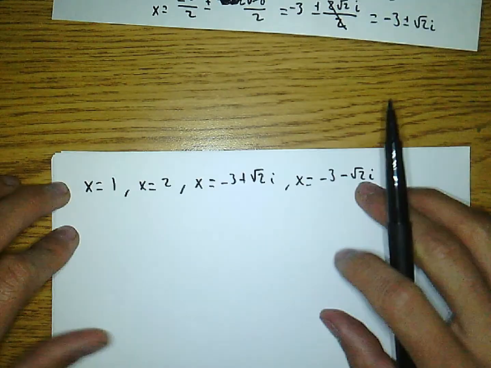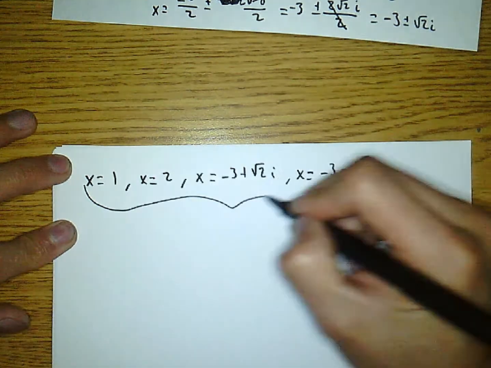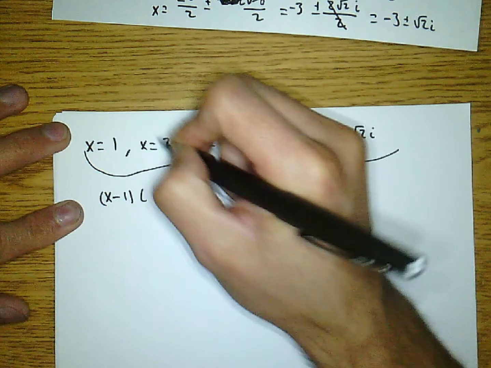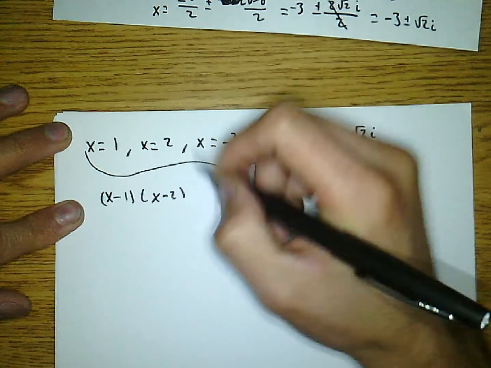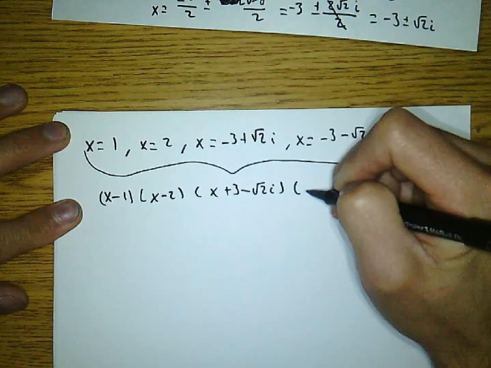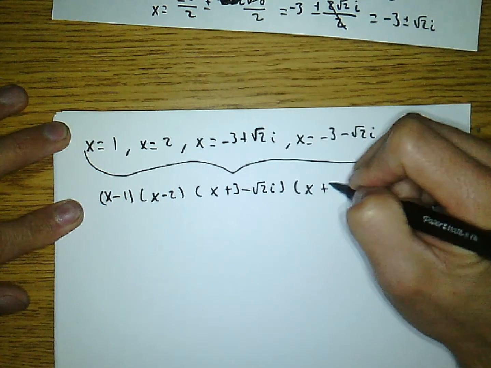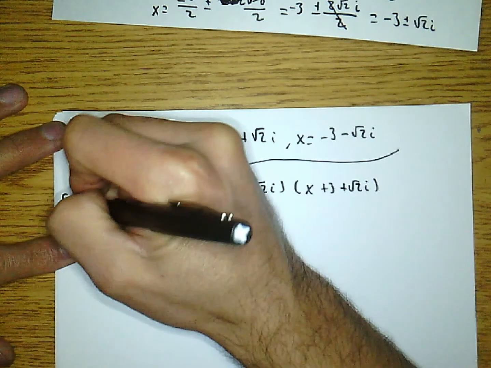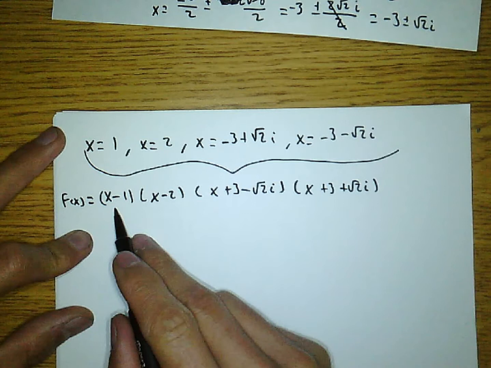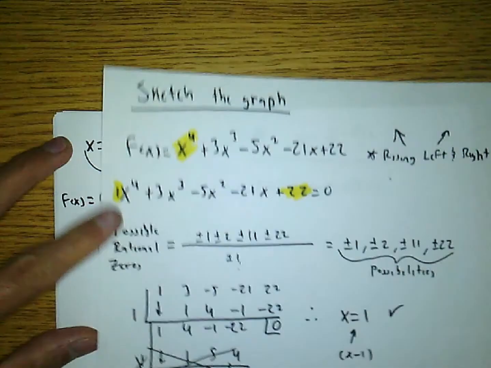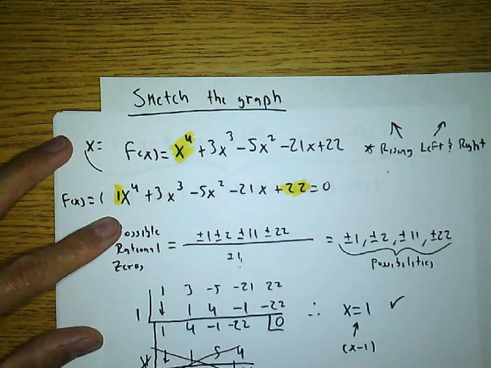I could rewrite this as factors, and this would be x minus 1, this would be x minus 2, this would be x plus 3 minus root 2i, this one would be x plus 3 plus root 2i, and if I put them together and multiply them out, this would be products of linear factors, and if I multiply all that out, I should be able to obtain this. Okay, but that's not what we're doing. I just kind of wanted to recap that.